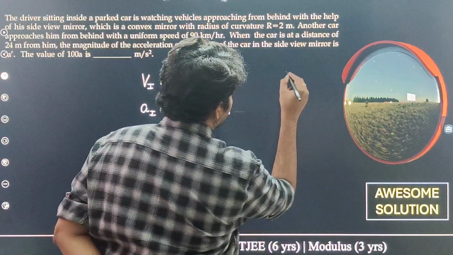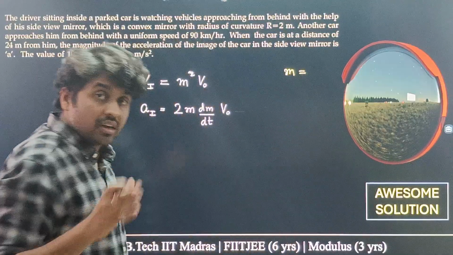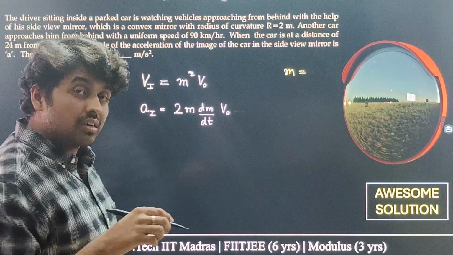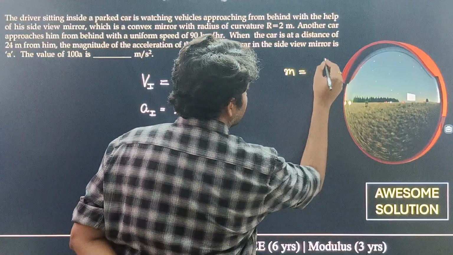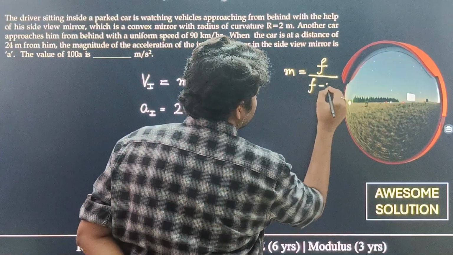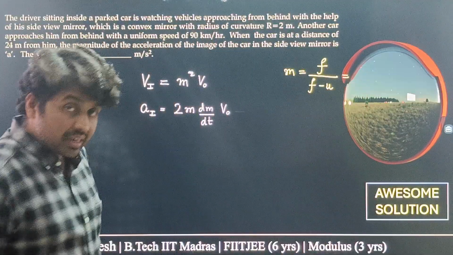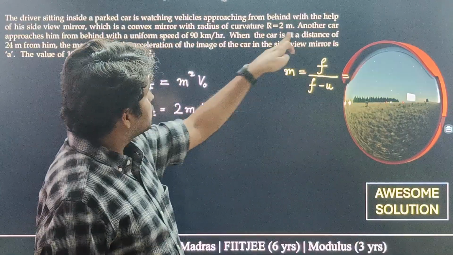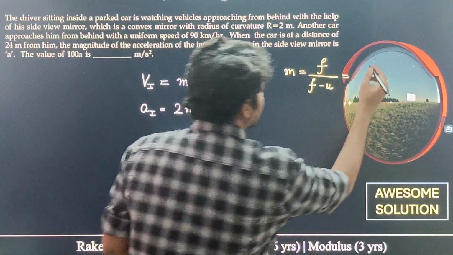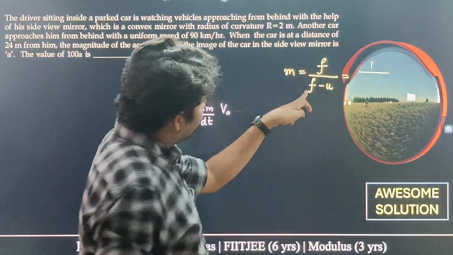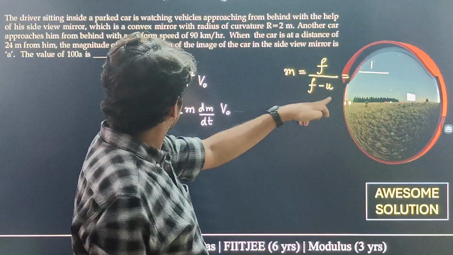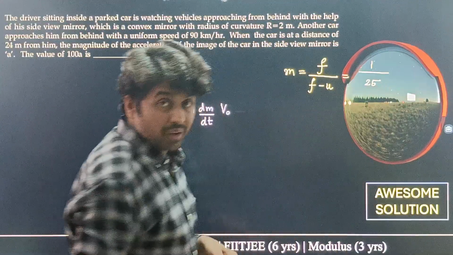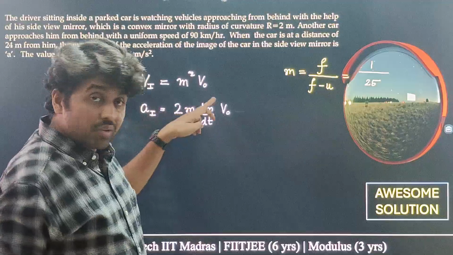So what is the value of m? Here comes the smart move. Rather than writing m in terms of v and u, we'll write it in terms of the known quantities, like focal length. We know that m is f by f minus u. R is 2 meters, so focal length is 1 meter. So I'll put 1 divided by 1 plus u, where u is 24 meters. So we get this as 25. Okay, m is 1 by 25.